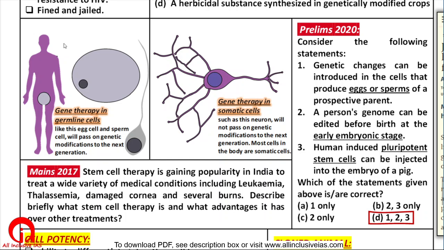When we do gene editing in this person, will those edited genes pass on to its offspring or the baby? It depends. If the gene editing has been done in his germline cells, that is, in the egg cell or the sperm cell, then yes, the genetic editing will pass on to the baby. But if the genetic editing has been done in the somatic cell, like this neuron, then it will remain in this person only. Those edited genes will not pass on to the baby.